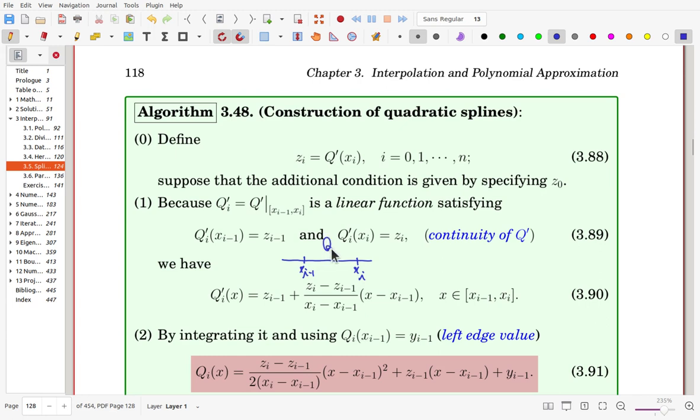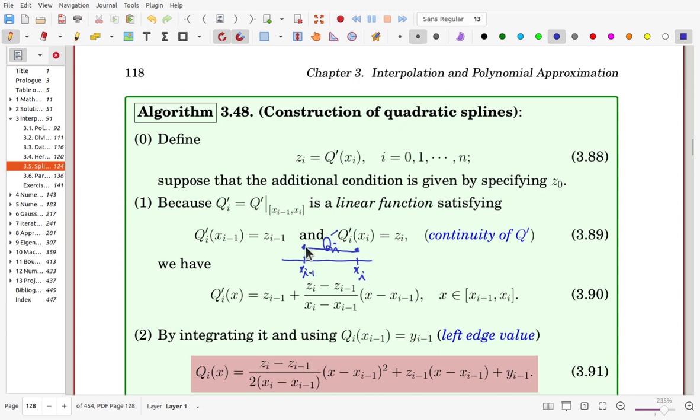Here qi is defined, and also its derivative is defined here. Now that is linear. We assumed the values so that the value at the left edge point is zi minus 1, and at the right edge point is zi. This is locally linear because qi itself is quadratic, so its derivative must be linear.